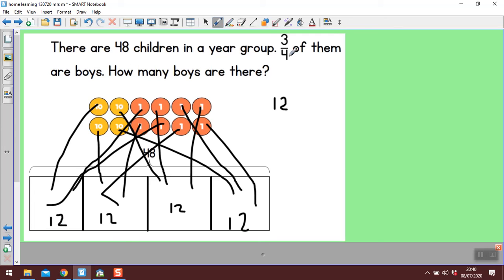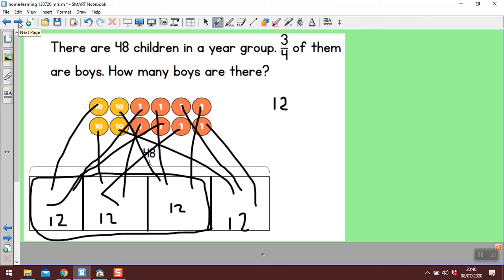You can also see how many 4s are in 48. 48 divided by 4, and it's 12. So 1/4 of 48 is 12. But what's 3/4? What's 3 out of 4 parts? It's 12 add 12 add 12, 3 sections. So it's 36. There's 36 boys.